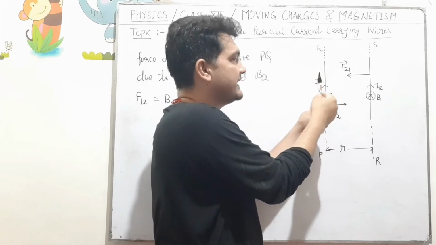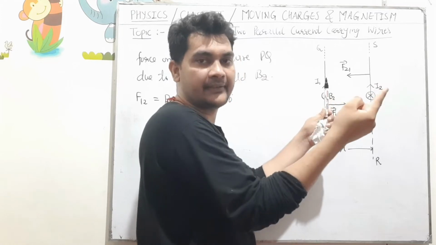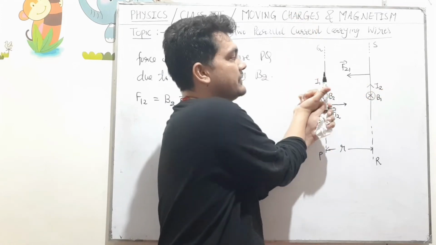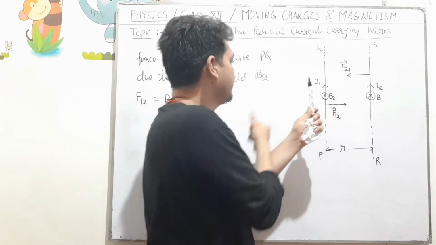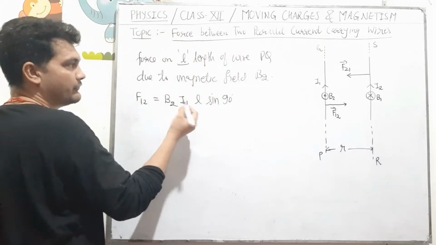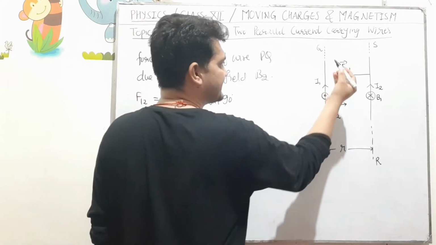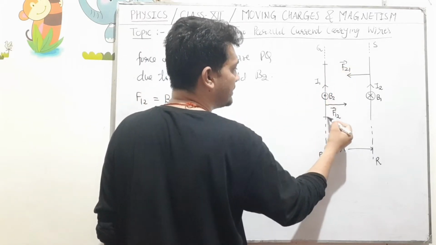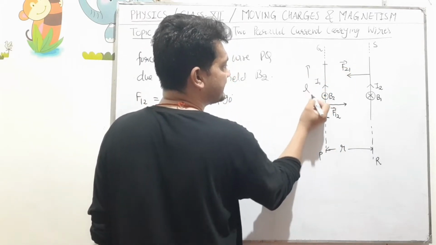So the magnetic field is in this direction and IL is in the upward direction. Therefore these two are perpendicular to each other, so we have put this 90 degrees here. Now, what is L? L is the length of this wire. Suppose this much is the length L. We assume that this is length L.